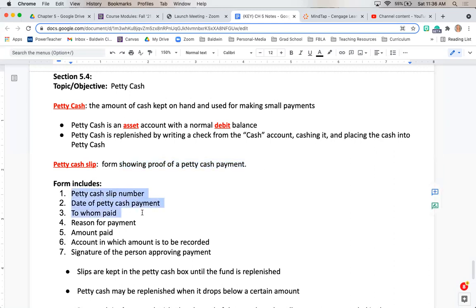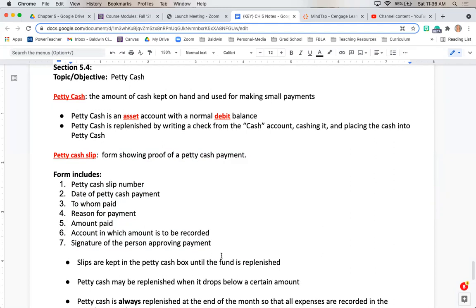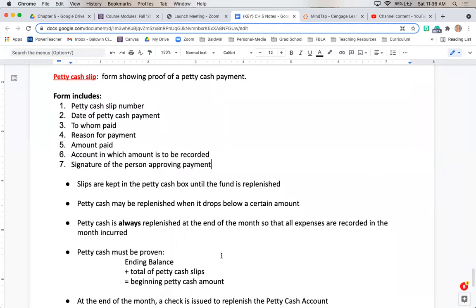So the petty cash slip is going to include the slip number, the date of the transaction, who we paid money to, the reason, the amount, the account it should be recorded to later, and then a signature of the person approving the payment. The slips are always going to be kept together in the petty cash box until the fund is replenished at normally the end of the month. We also might have to replenish it before that if our dollar amount in the petty cash fund drops below a certain amount.